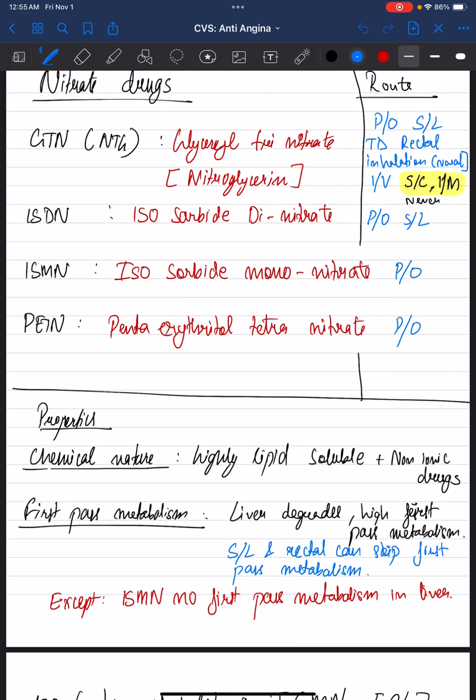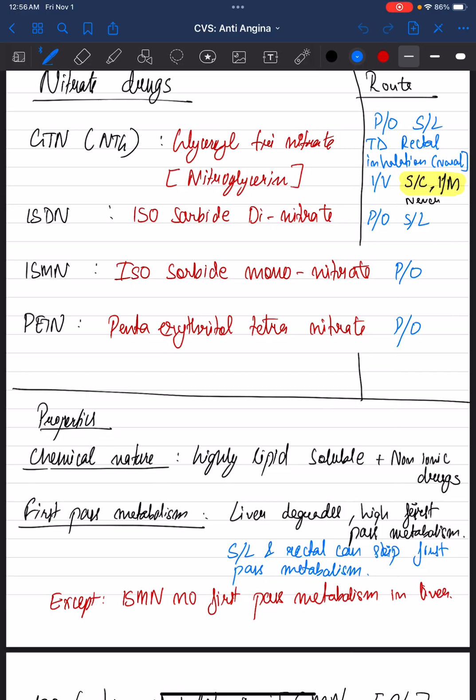Nitroglycerin or NTG is given peroral, sublingual, transdermal, rectal, inhalation, and intravenous, but it is never given subcutaneously or intramuscularly, because nitroglycerin is easily absorbed in the fat, and if given by these routes, it will be absorbed in the fats of the body instead of getting absorbed in the bloodstream.